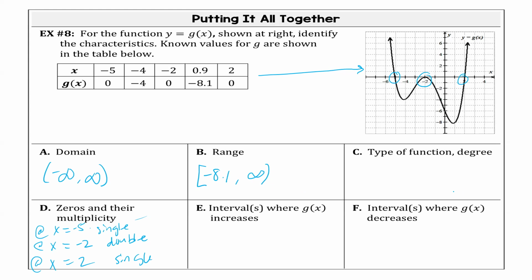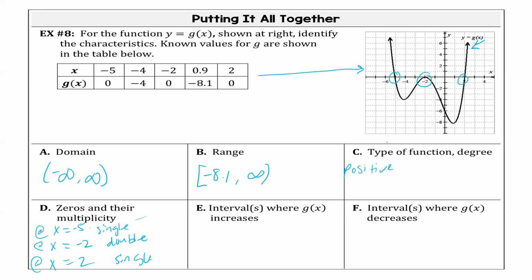Is this positive or negative? How do I know it's positive? Your positivity is based off of your right end behavior. So my right side goes on to positive infinity, right? So therefore, this is a positive function. If it was going down to negative infinity, then this would be a negative function, okay?